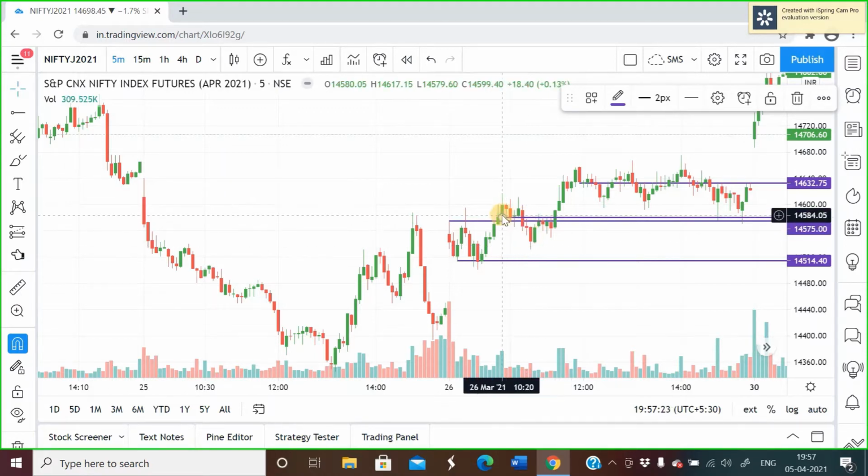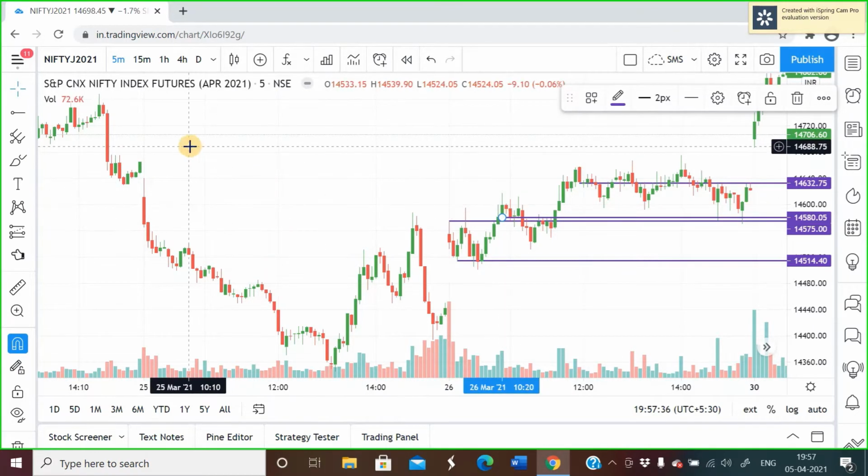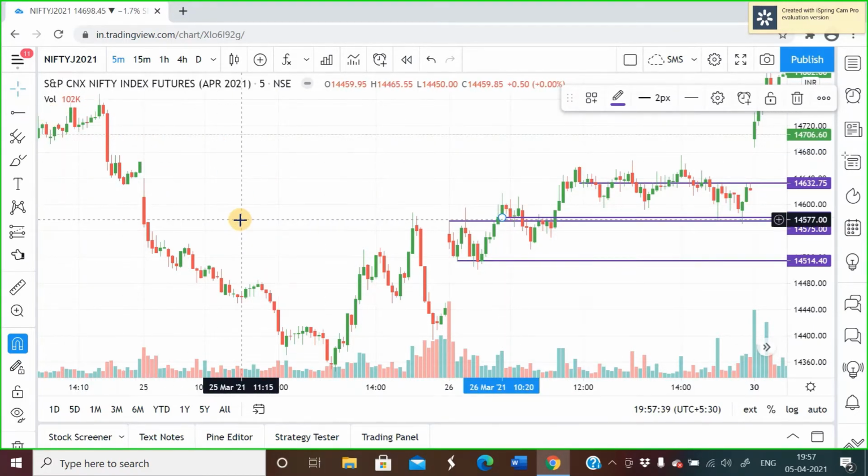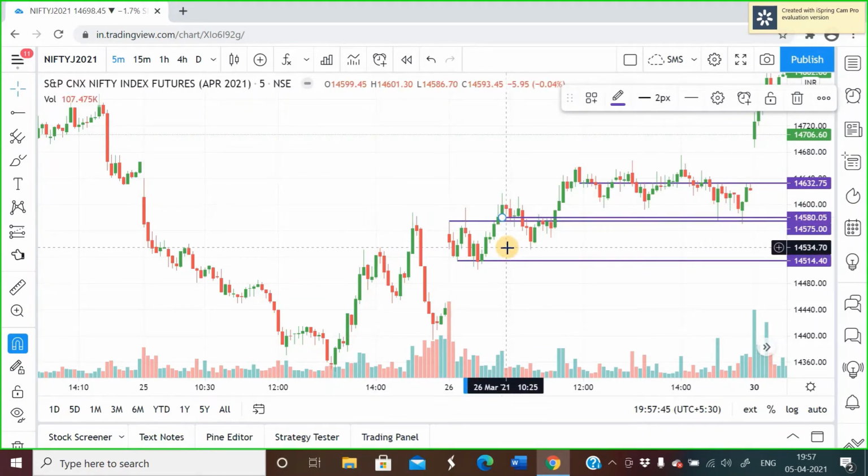So if I've entered a trade here, which is like 14,580, whatever the rate at that point, so 60 points is my target, right? It's as simple as that. So what is my target now? I've entered at 14,580, so you can just add about 60 points to this. 14,580 plus about 60 points. So my target is 14,640.